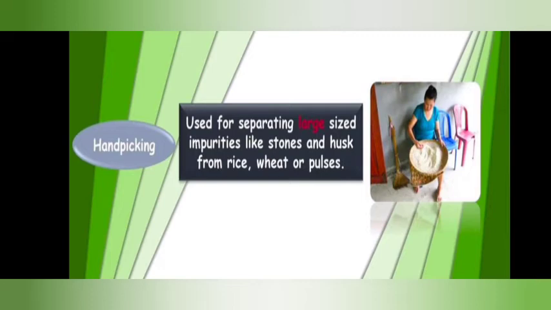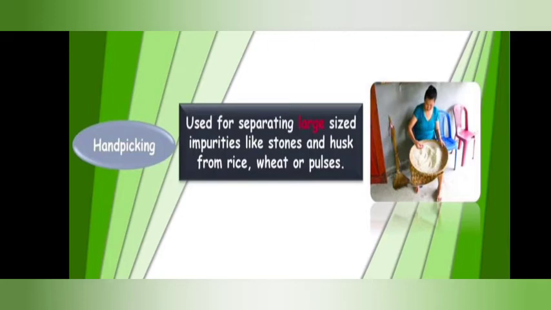Similarly, you would have seen your mother cleaning dal or rice before cooking. What is she trying to do? She is removing the undesirable substances like pieces of stones and broken grains by hand picking. So, hand picking is the practice of separating undesirable solid substances or impurities from useful solids by hand.